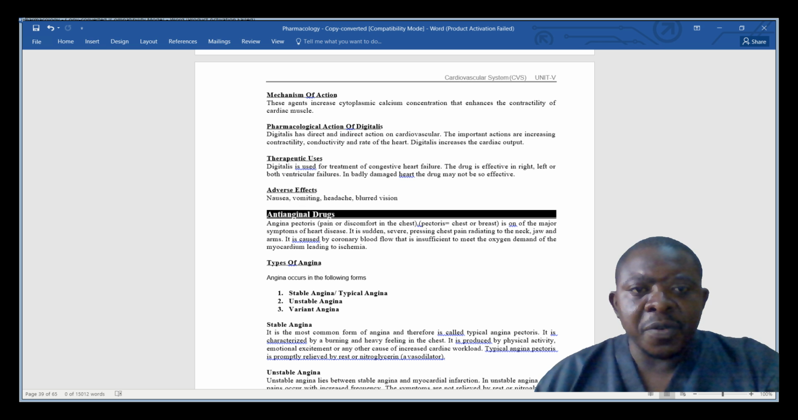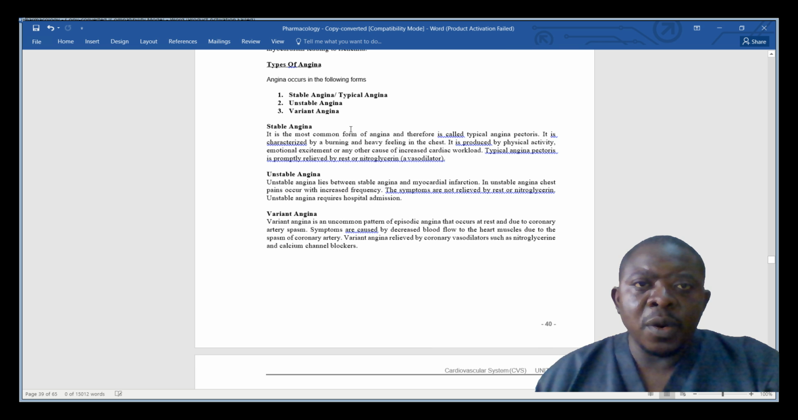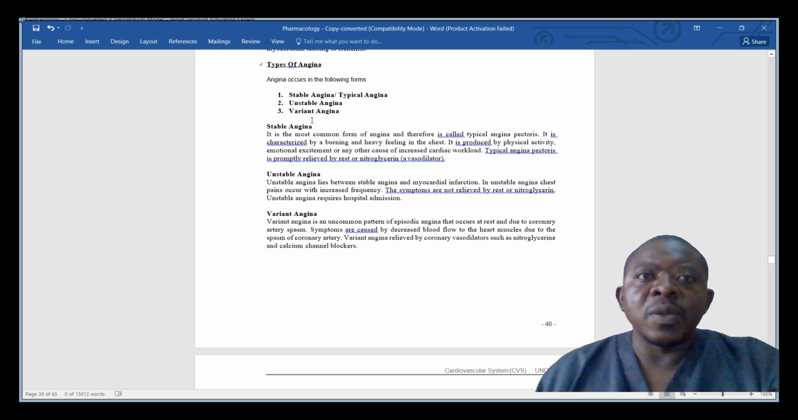Types of angina. Angina occurs in the following forms. 1. Stable angina or typical angina. 2. Unstable angina. 3. Variant angina. Let us now try to expand on what we mean by these types of angina. So we start with stable angina.